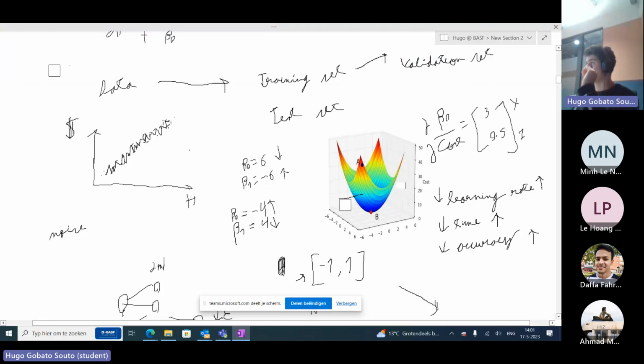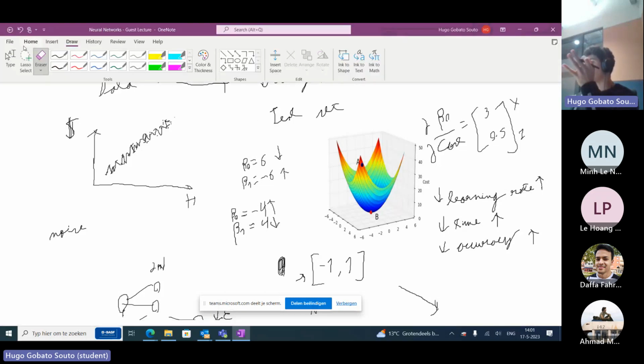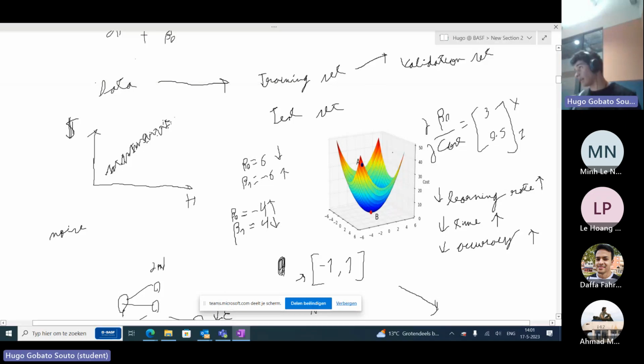So once again to this graph. Here we have the graph, right? Here we have the cost and the two parameters: here is beta 0, here is beta 1. You would think, okay, if I go to B, I'm good. And that's what I just told you guys right now. But this is not entirely true.